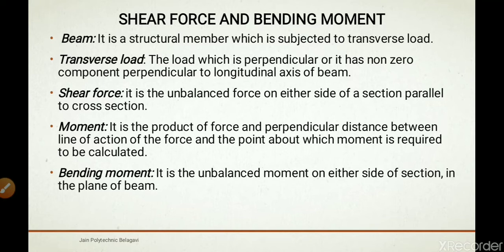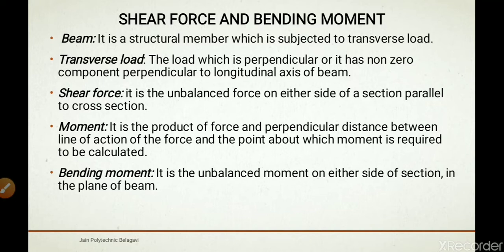So it is nothing but a structural member. Now coming to transverse load, just what we discussed here, the load which is perpendicular to the longitudinal axis of the beam. So next we will understand shear force.